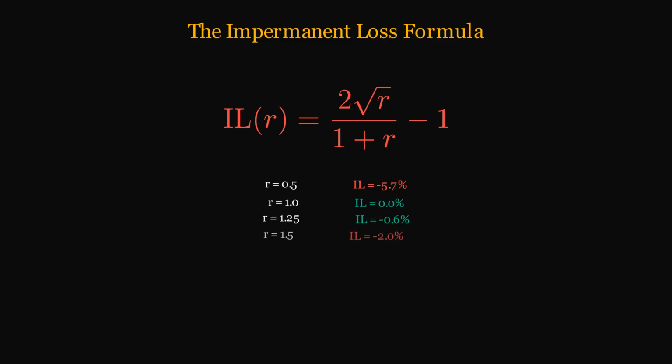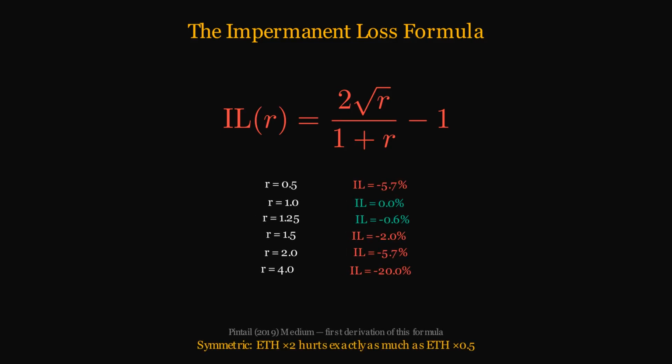Plug in values: no price change gives 0 IL. ETH up 50% gives minus 2%. ETH doubling gives minus 5.7%. ETH quadrupling gives minus 20%. And it is symmetric: ETH halving gives the same minus 5.7% as ETH doubling.